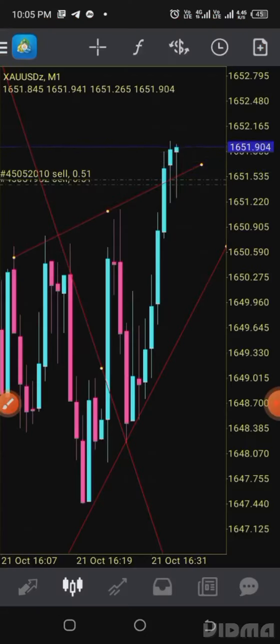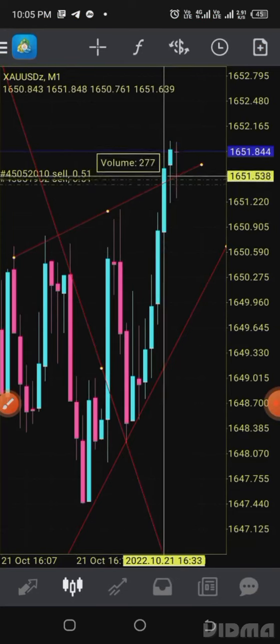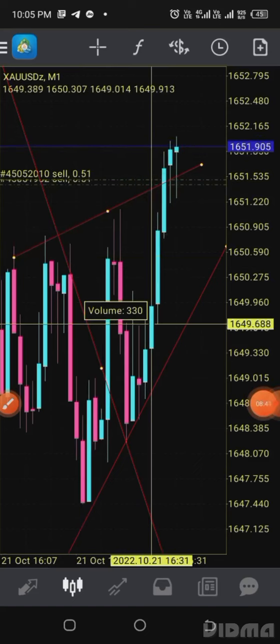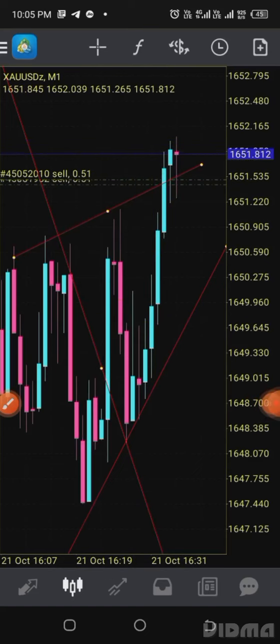That is going up, and now our stop loss is above the round figure, 1652.500. 1652.500 is our stop loss if the market goes to that level, but it has come down. Barely any chance, it has come down again. That's 1651.600.